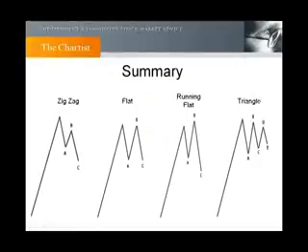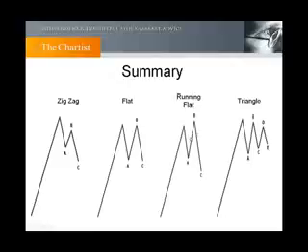Here we have a summary of all our patterns side by side, so you get a bit of an idea of where we're at with them all. First and foremost, we've got the zigzag. You can see the deeper pattern. The flat pattern tends to be a lot flatter, so you'll tend to have a zigzag in the wave 2 position. You'll tend to have a flat pattern in the wave 4 position. You will tend to have a running flat in either the wave 2 or 4.